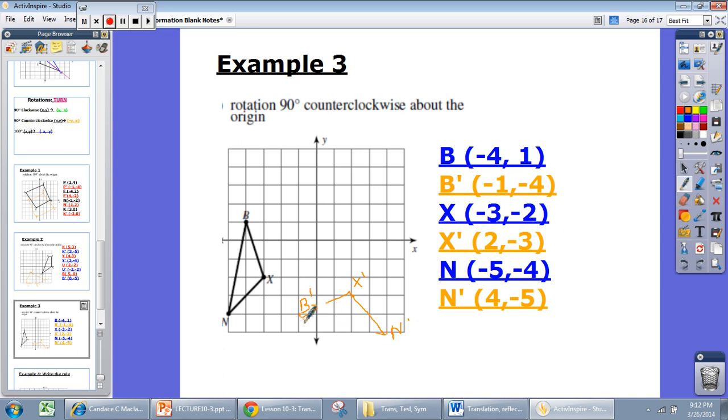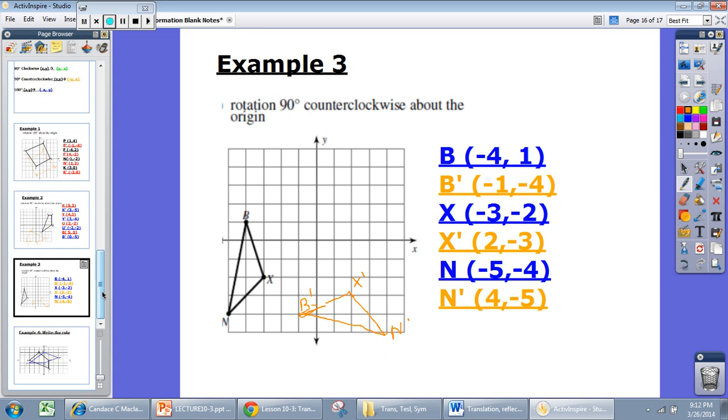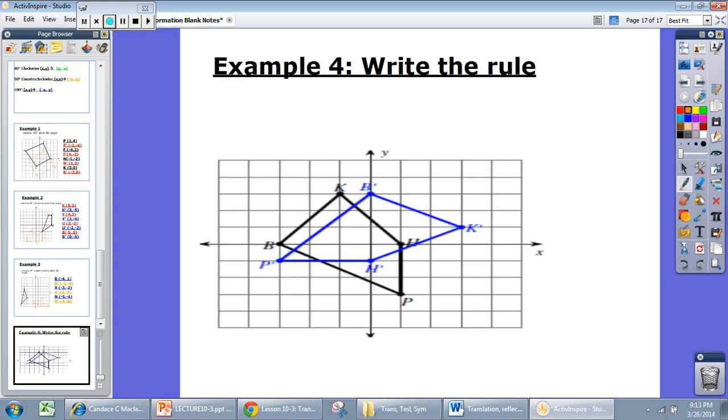Alright, so again, you can check this one by turning your paper counterclockwise 90 degrees. The other thing to notice, when you rotate them 90 degrees, they jump over one quadrant, and at 180, it jumps over 2 quadrants. So that's something else to keep in mind. Let's go ahead and do the last one.